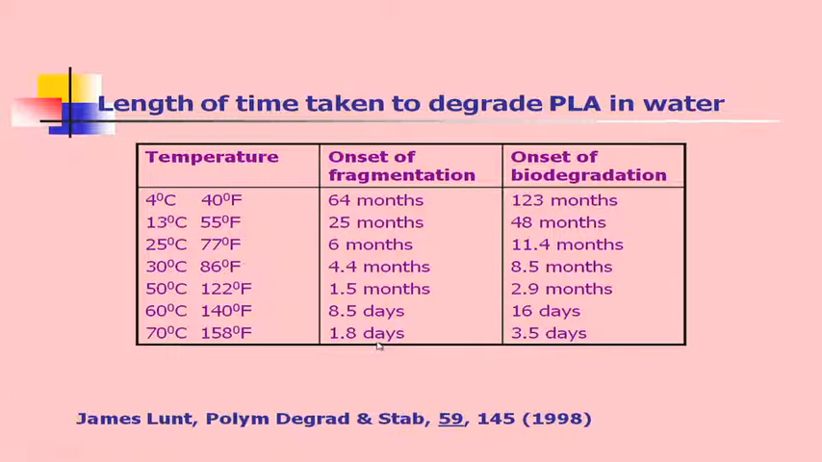say 2 days, around 2 days. And onset of biodegradation again at lower temperature, it is very long, as I mentioned that in high altitude areas where the temperature is very low, sometimes sub-zero, even the night soil does not degrade. Forget about the degradation of polymer materials. But if the temperature is increased, the degradation is much faster, from such 123 months to 3.5 to 4 days time.